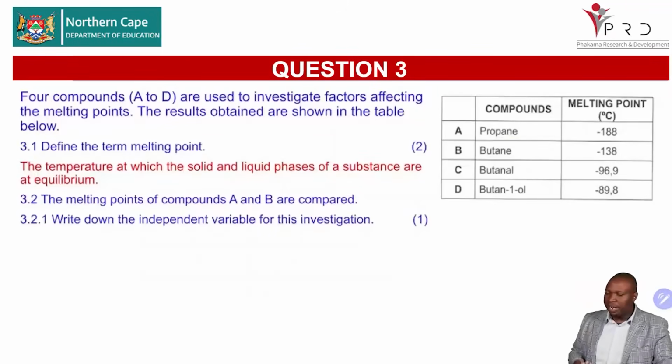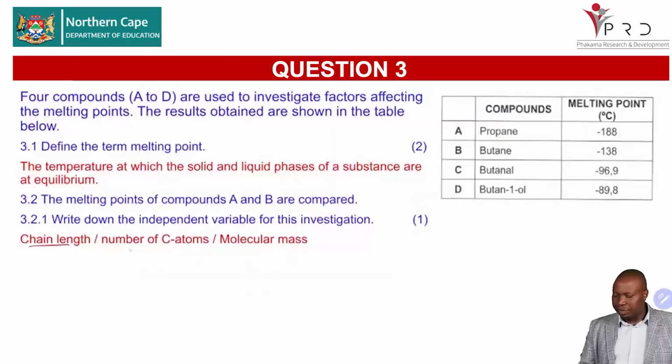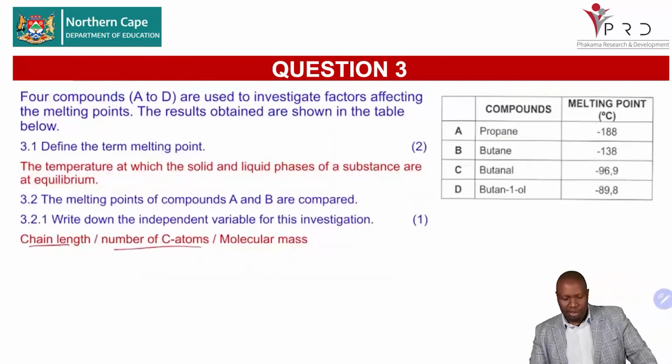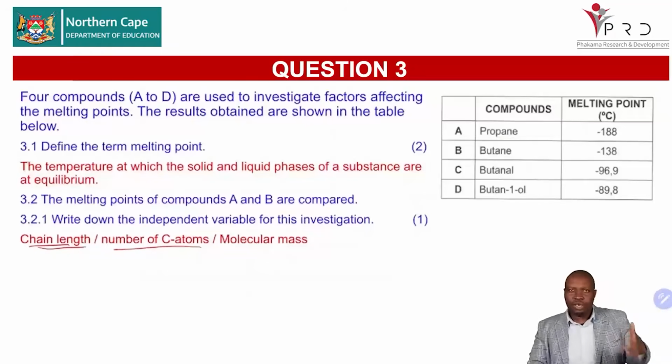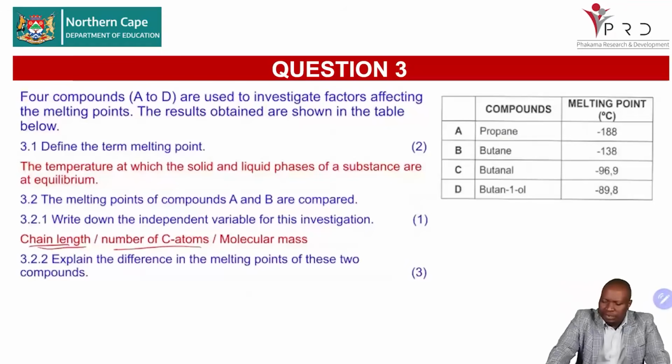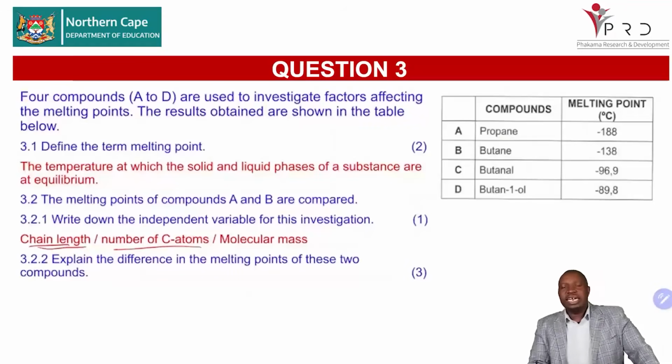And then we said the independent variable is your chain length. Definitely it is chain length. But even if you said the number of carbon atoms, we'll accept that one, or the molecular mass. But it's much easier when you just talk about the chain length, which is in our exam guideline. Now, explain the difference in melting points of these 2 compounds. You see, that is 3 marks.